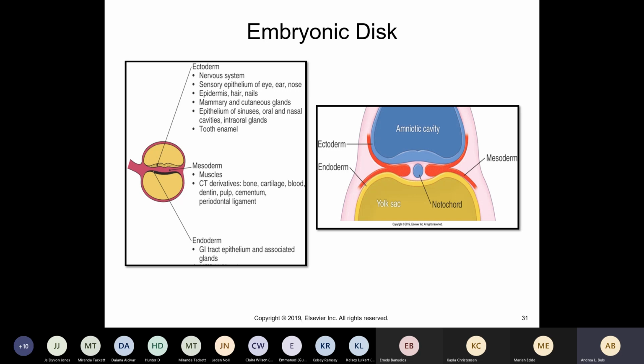The mesoderm gives rise to the muscles and connective tissue derivatives such as bone, cartilage, blood, and the dentin, pulp, cementum, and periodontal ligament of the tooth. It's important to know that these come from mesoderm. And then the endoderm is easy because it's one thing. It's basically the inside of your GI tract from your mouth out, and all of the glands associated with that. So this is the little embryonic disc at this point that is forming from that little blastocyst that has now attached.